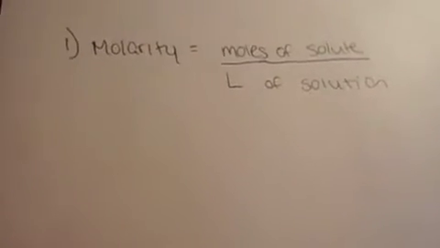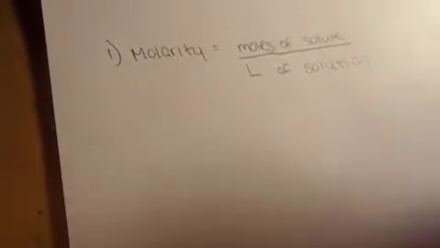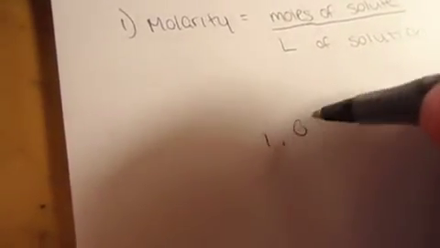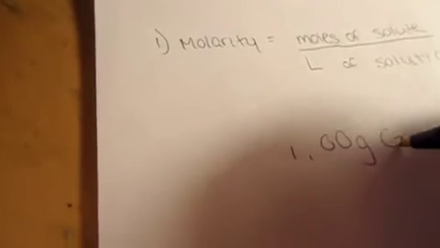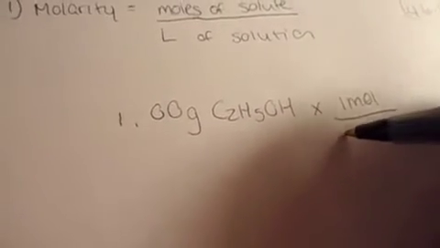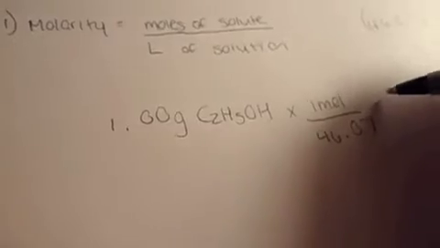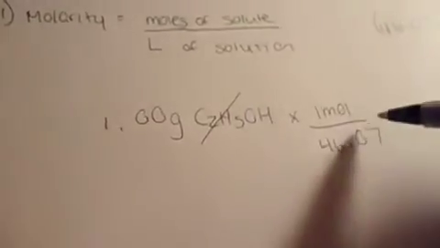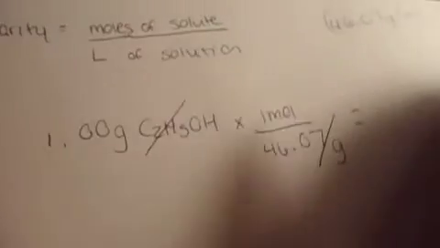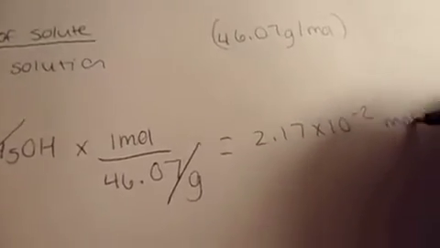So the way that we're going to figure out our molarity, first we have to find how many moles of ethanol we have. So by setting up a simple equation, we're going to say we have 1 gram of ethanol, and then we're going to multiply that by 1 mole over our molar mass. Our grams cancel, and we're left with 2.17 times 10 to the negative 2 moles of ethanol.